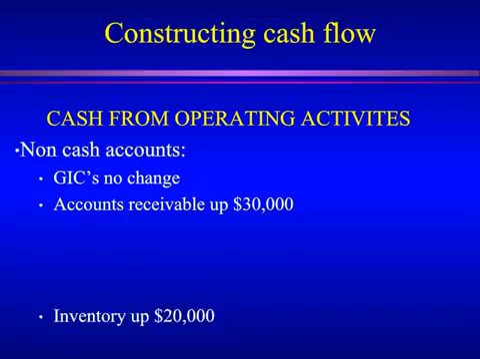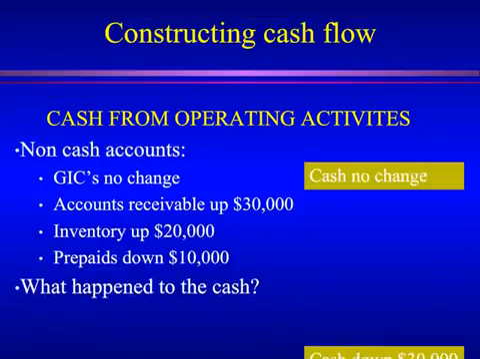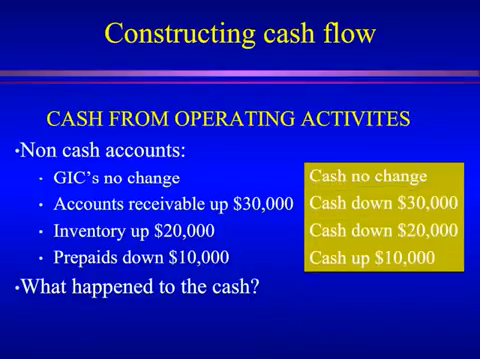Okay, following up with some words to go along with what I was talking about. GICs, no change. Accounts receivable up 30, inventory up 20, prepaids down 10. So in terms of what happened to the cash, well, nothing happened when the GICs didn't change; cash didn't change. Accounts receivable is up $30,000, so our cash is down 30.